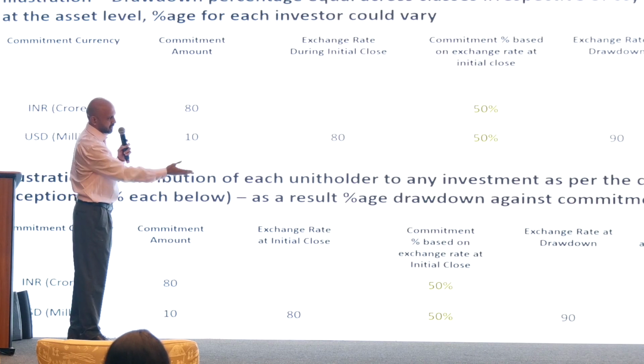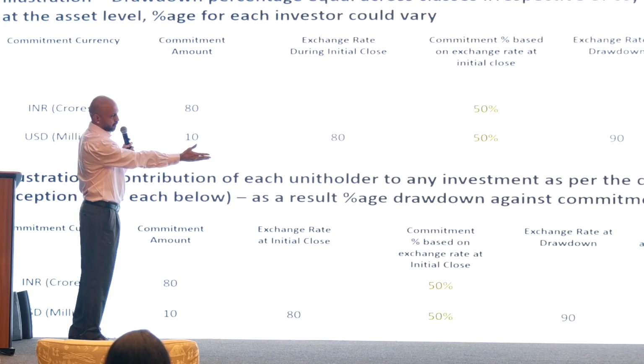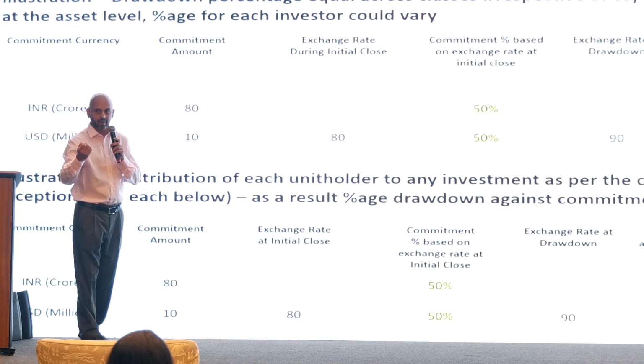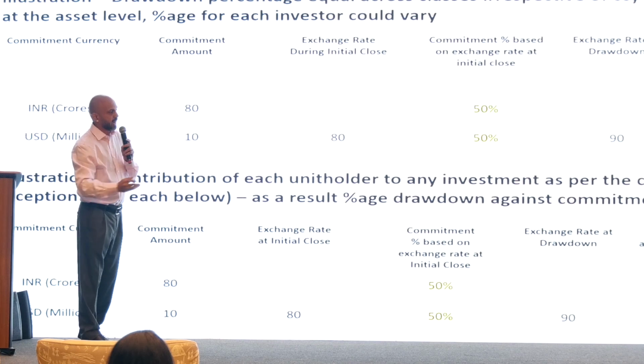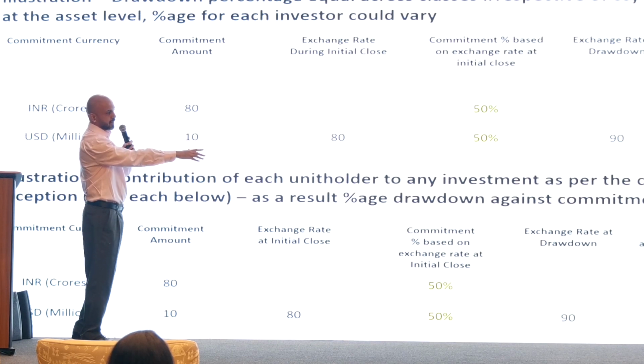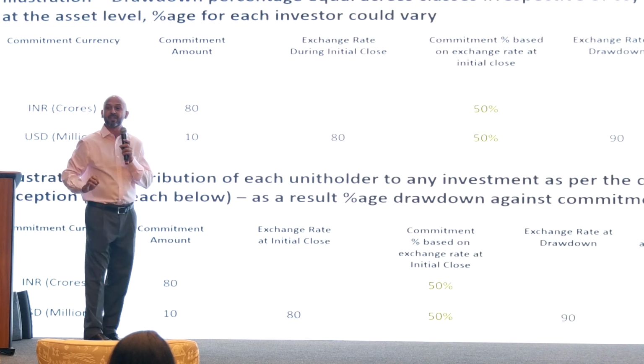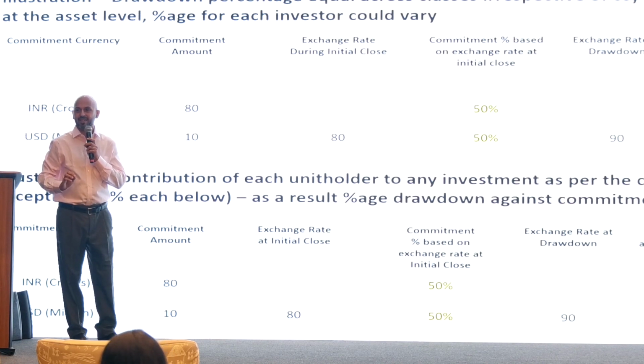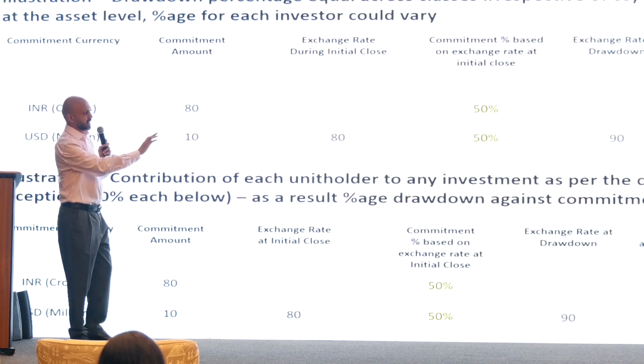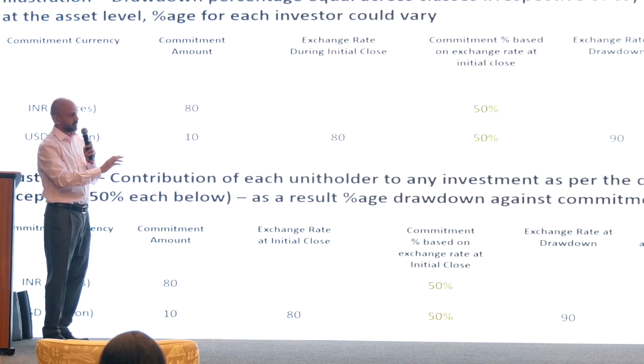The second picture, in the second table, is the second story, where you say, I'm going to stick to 50-50 when I actually invest. And as you can see in the last column, what that meant was you're going to call 50% of the committed amount from INR unit holders, but only 44% from your USD unit holders. That's the summary of the story.